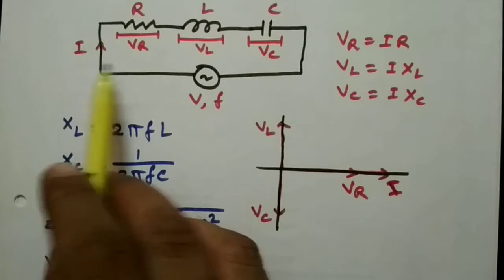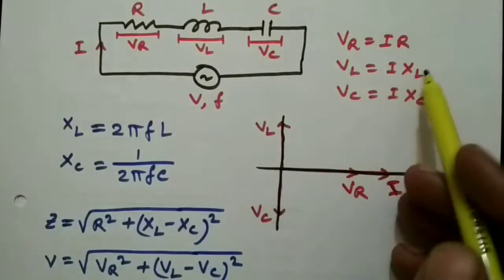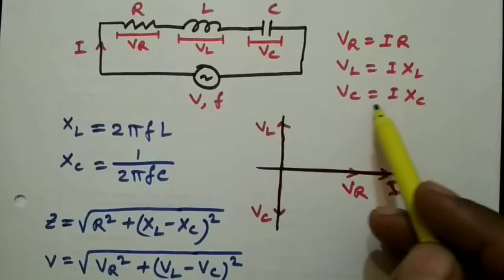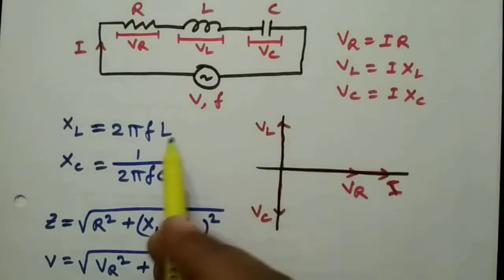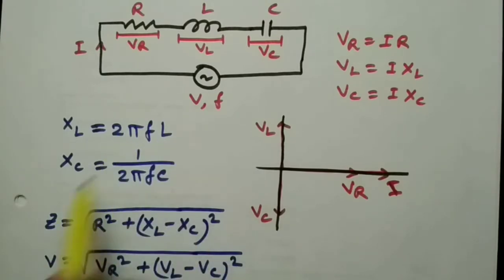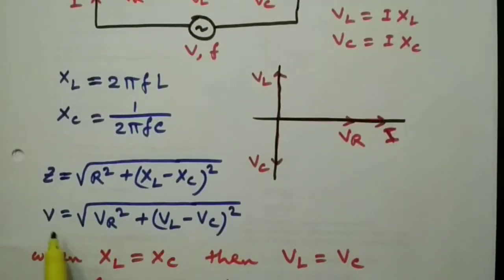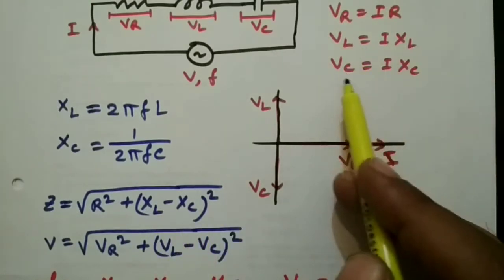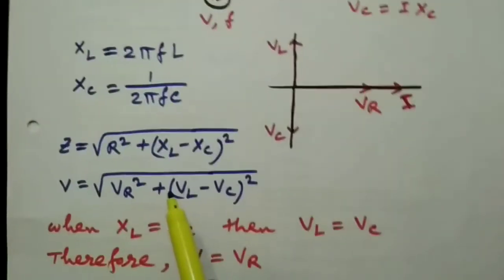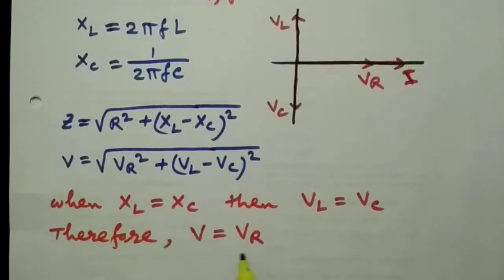So in an RLC series circuit, the voltage drops across each element VL, VR and VC are given here, where XL is equal to 2 pi FL, XC equal to 1 upon 2 pi FC. From the relations of the voltage, we can see that V is equal to square root of VR square plus (VL minus VC) whole square. And if XL is equal to XC, then VL will be equal to VC. Therefore, V will be equal to VR.